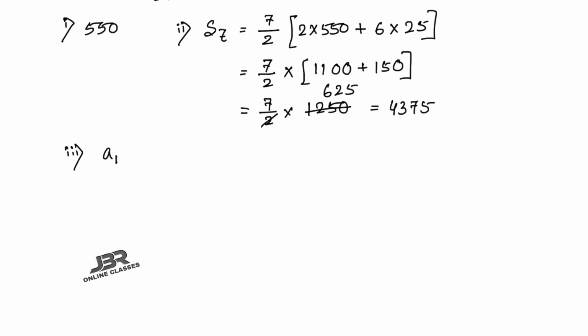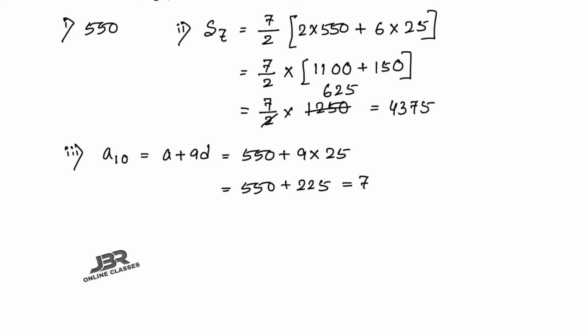You have to find out the production in the 10th year, not the total one. So the 10th year means A plus 9d, the formula. A means here 550, and 9 into 25. So 550 plus 225, that means 775. That is your third answer.